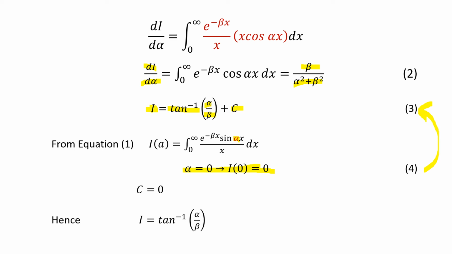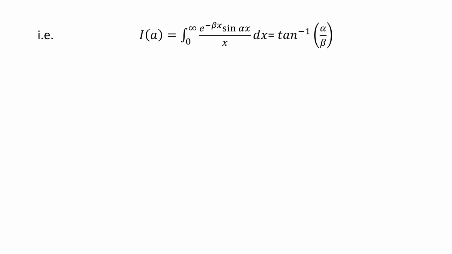But the question is not completed because we have to deduce the value of the integration also. So for that, first we will write down what we are getting with this. In all we got here I of alpha equal to integral from 0 to infinity of e raised to minus beta x sine alpha x upon x dx is equal to tan inverse alpha upon beta. Now with this we have to identify what we can put for beta to get the integral which is required. We require the integral of sine alpha x upon x dx.